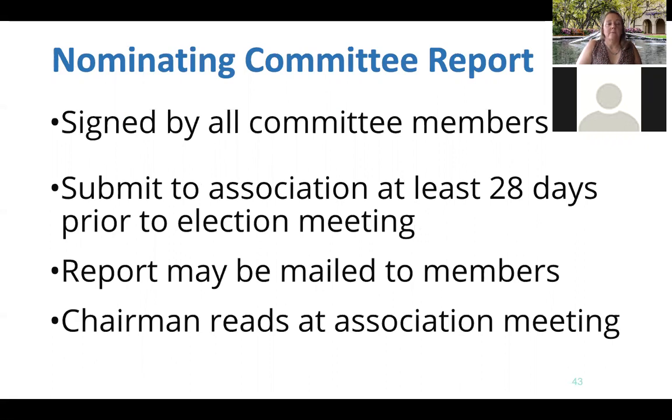After you have selected the people to fill all of your board positions, hopefully you are able to fill all the board positions, but you do have a minimum of needing to fill president, secretary, and treasurer.